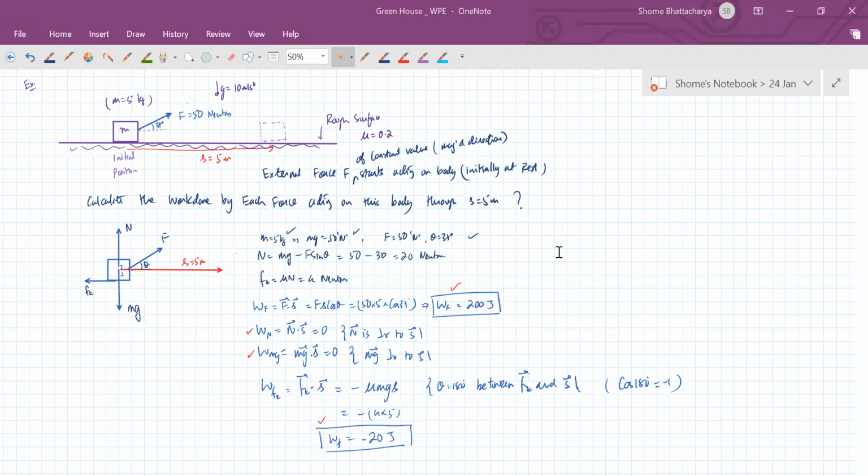So hope all of you understood the exact calculation. Remember, cos 37 is 4 by 5 and not 3 by 5. Some of you made that mistake.